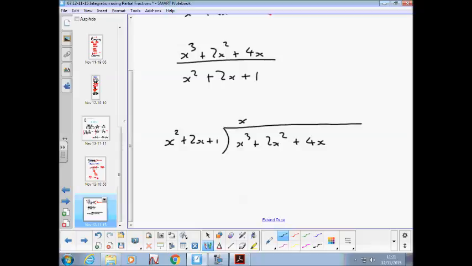And then I say to myself, well, what is x times this? So as a little aside, I can work out what x times x squared plus 2x plus 1 is. It's x cubed plus 2x squared plus x. And that's what x times this is, so that's what goes underneath. x cubed plus 2x squared plus x.